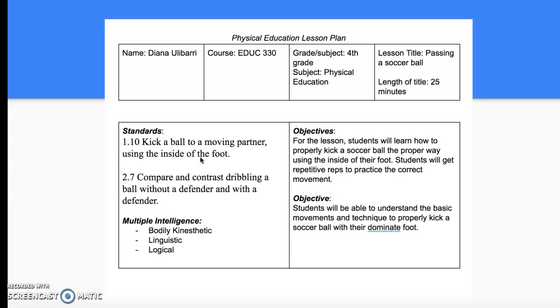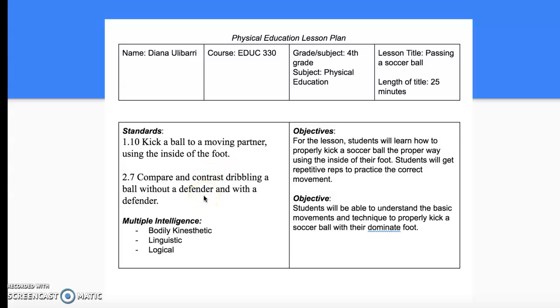In soccer, there are many ways to pass the ball. Besides your foot, you can use your chest, your head, the outside of your foot, the inside of your foot, your knee. This particular standard focuses on the inside of the foot, which is a more simple and first-hand step for someone learning how to pass a ball.